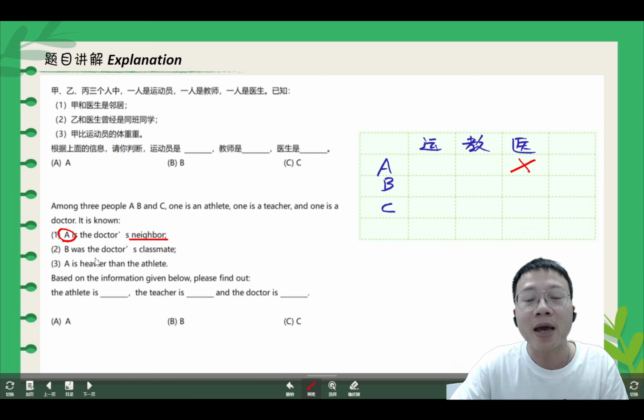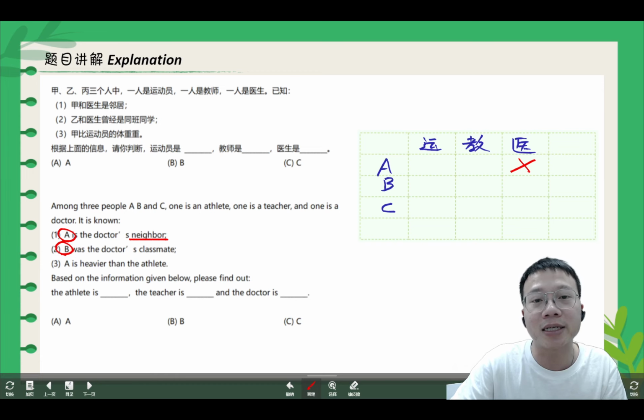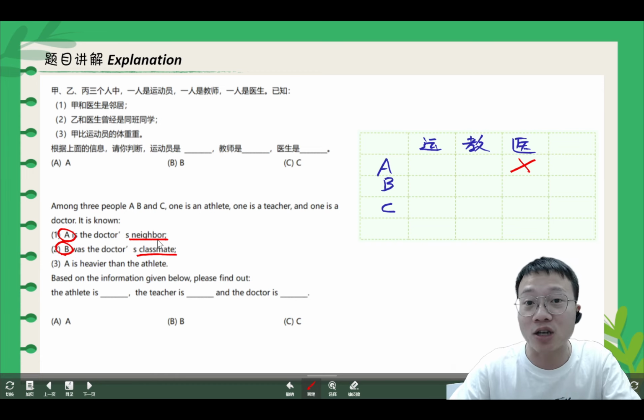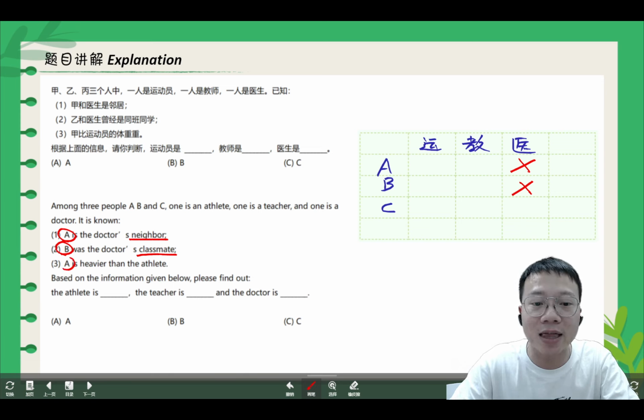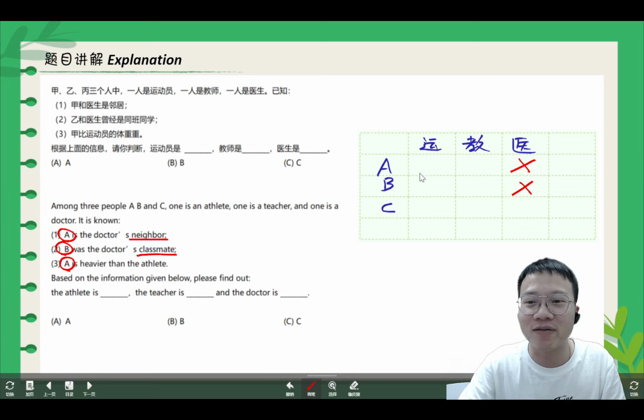And what about the second one? B was the doctor's classmate. So same question. Is B a doctor? Not really, right? 所以 B 它也不是医生。So what can we do? Yeah, we can write a cross here in this box. Yes? And what about the last one? A is heavier than the athlete. A 比运动员要更加的重。So the question, is A an athlete? Yes or no? Not really, right? So, okay, so we can draw a cross here. So from these three sentences, we can draw a table like this.